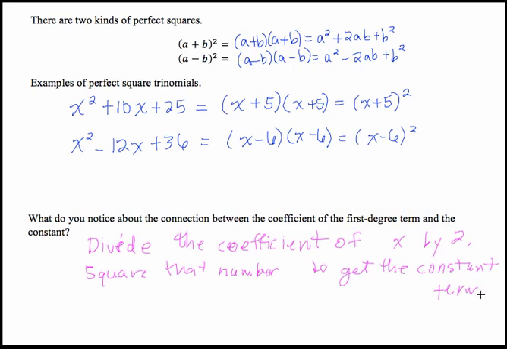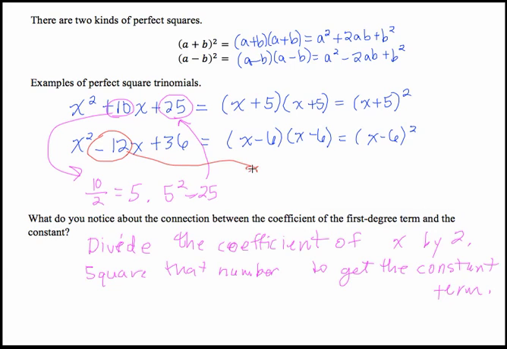So for example, if I take the 10, 10 divided by 2 is 5, and then 5 squared is 25, and that's how I get 25. Or you could say negative 12. I always include the sign. So negative 12 divided by 2 is negative 6, and then negative 6 squared is positive 36, and we get the constant term. So what we're going to do is take that coefficient of x divided by 2 and square it to figure out what number needs to go here and here.